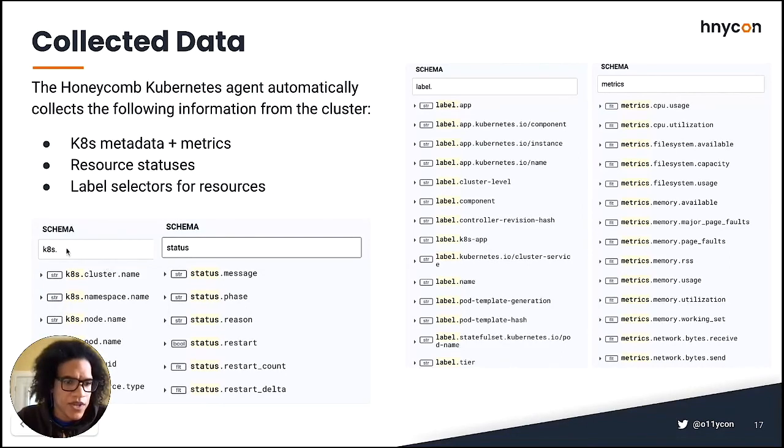Yep, so we've got the Kubernetes indicator, and then we have cluster name and a bunch of names about all the resources. And then we have statuses. These are more so Kubernetes statuses, like if it's restarting, restart count. This would be a pod restart, and this would be the restart count over its lifetime. Restart delta is also kind of nice to have.